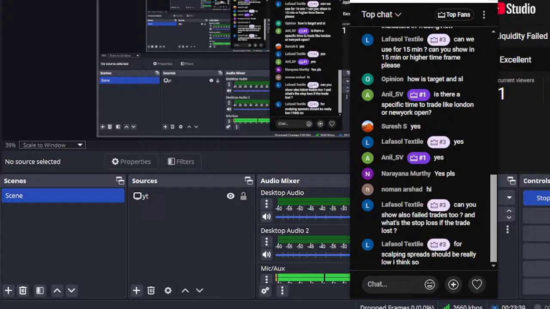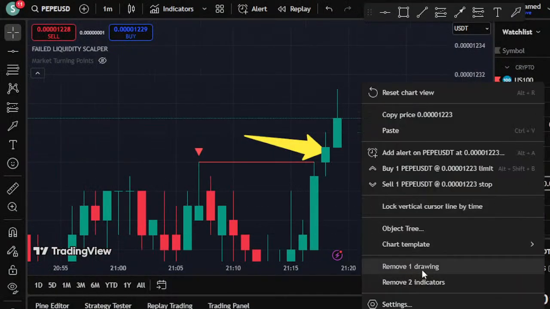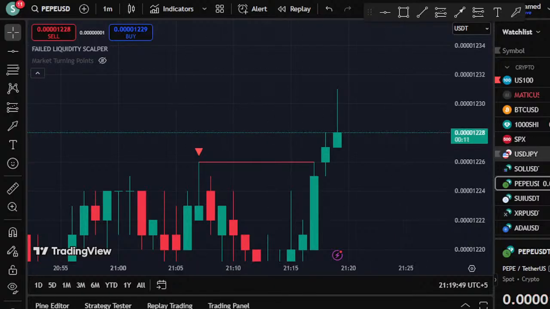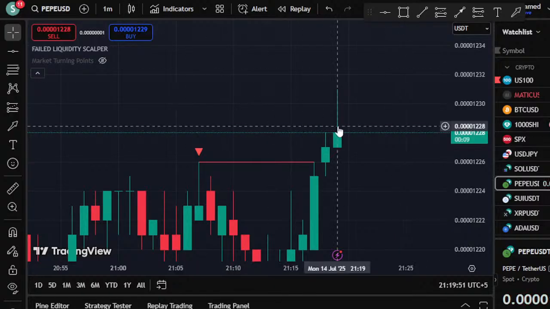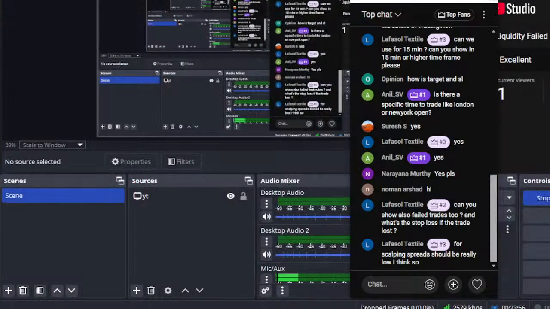Scalping spread should be really low, I think so. Look, brother, it depends. No, it's not a low spread dependent strategy. Why? If you are trading currency pairs, if you go to my Telegram channel, you have seen that I traded 5 minute and 3 minute very successfully. Yes, you cannot trade it on the 1 minute with a currency pair.